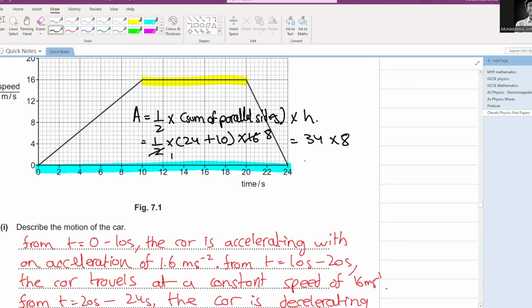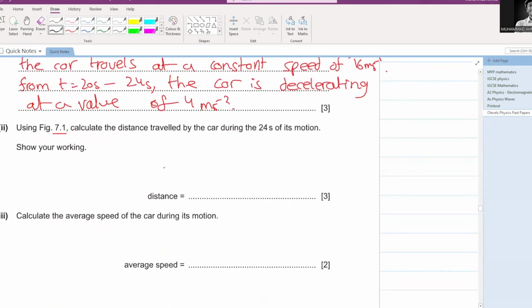Perfect. This will be equal to what? 34 into 8. बेटा आपका एरिया ऑफ ट्रेपीजियम क्या आ जाएगा 34 into 8. This gives you a value of 272 meters. The distance traveled by the car during 24 seconds is 272 meters. Perfect. Nothing complicated here. 272 meters is your answer. आगे बढ़ते हैं बेटा.